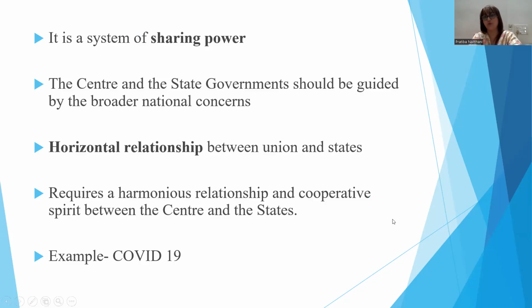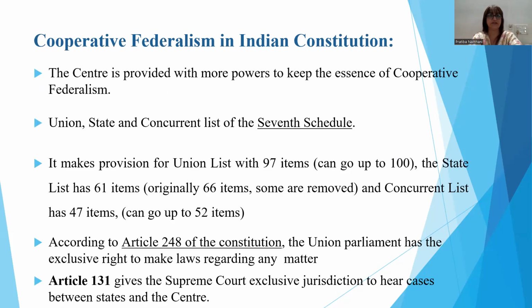One example could be COVID. It was a national calamity, and the center did everything possible to reach out to the states, right from vaccines to giving additional funds to them, sending medicines, etc. So all of that was done because of the center-state coordination. Then cooperative federalism, as we are practicing in India.